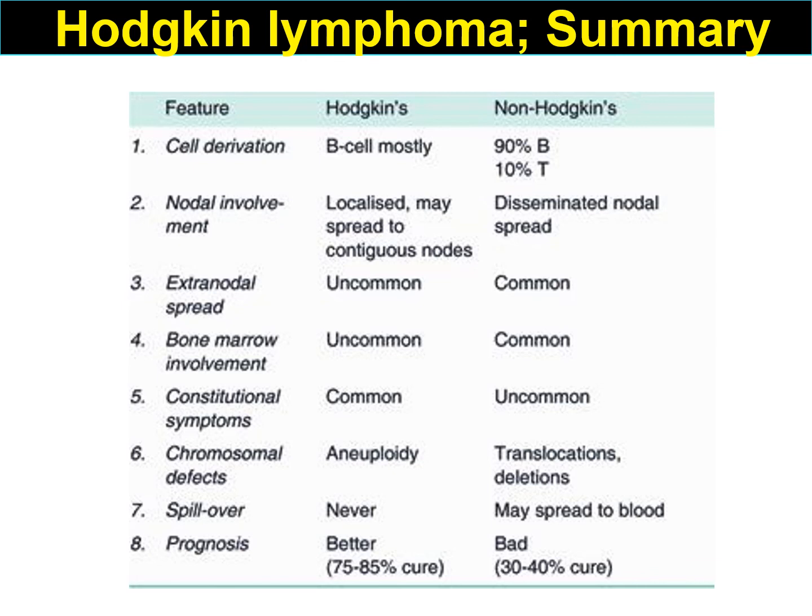For chromosomal defects, there are frequently aneuploid cells in the Hodgkin variety, but non-Hodgkin tumors are associated with deletions and translocations. Hodgkin's tumors never spill over to the blood, but non-Hodgkin tumors may spread to the blood. The prognosis for Hodgkin is very good, while non-Hodgkin tumors have a bad prognosis.